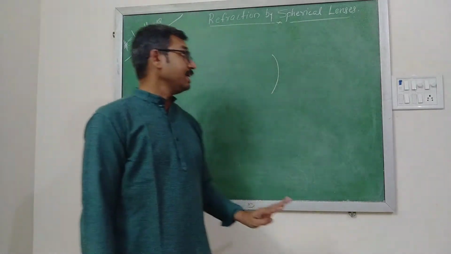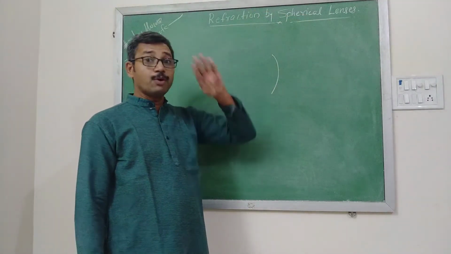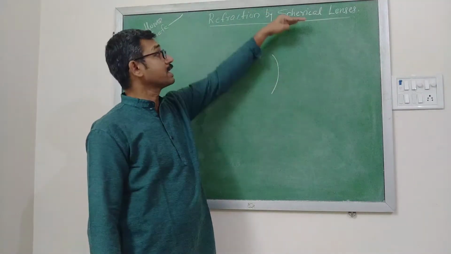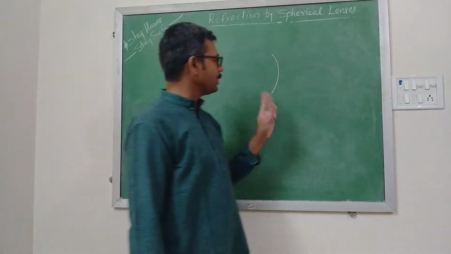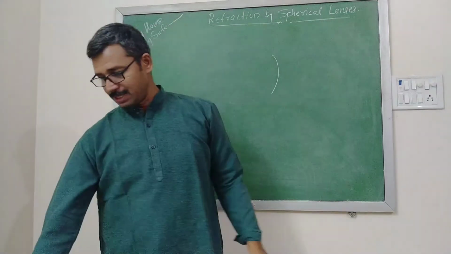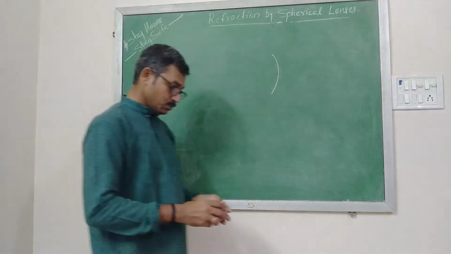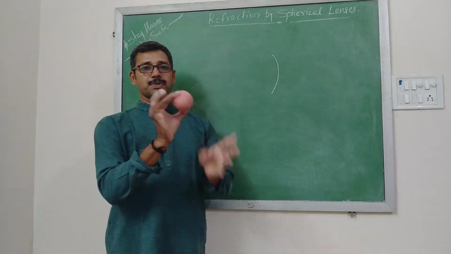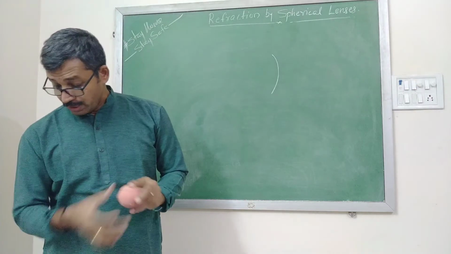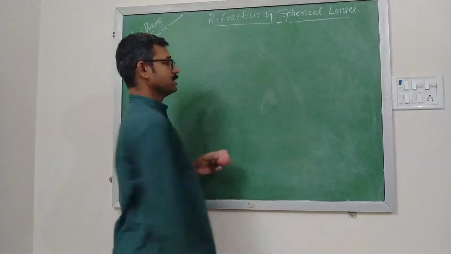A spherical lens means it is formed from a sphere. Now, how is it formed? Let us see practically how it is formed. This is a sphere, and this is a sphere. We can say the lens is the intersection of the two spheres.